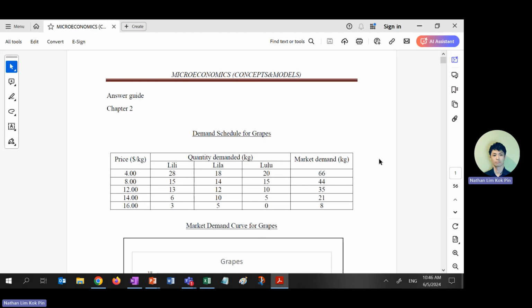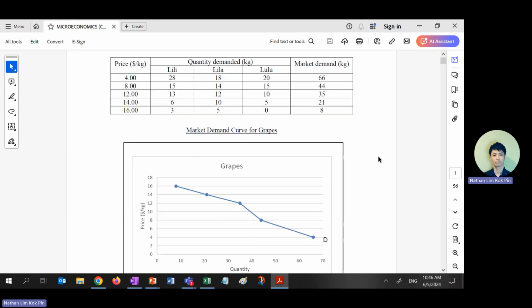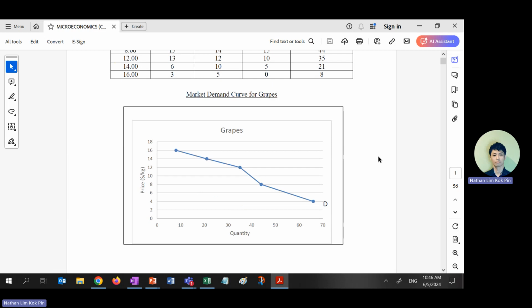First of all, this is what we covered so far, right? And this is the answer guide for chapter 2. So just have a quick go through all the answers of what we have covered so far, right?